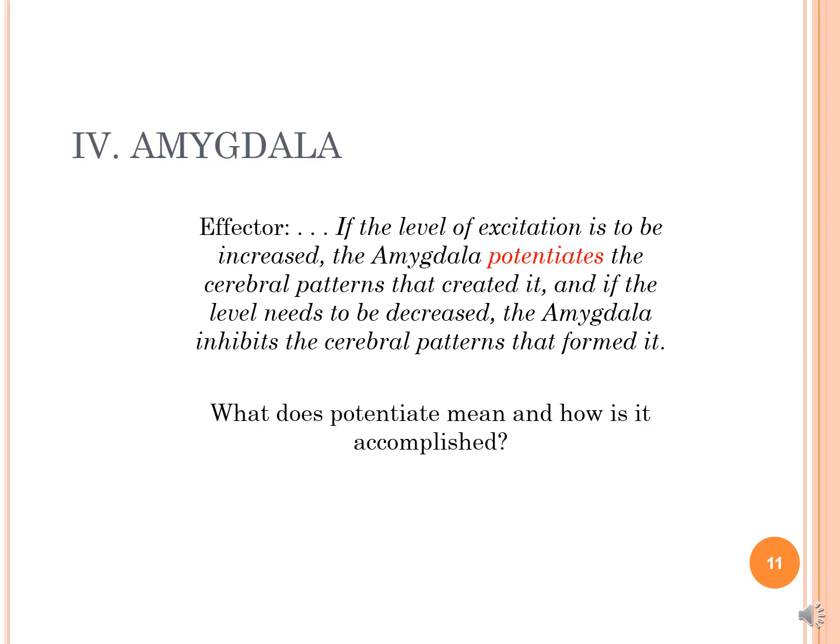The effector: what I've done is italicize these terms, since we've mentioned them a few times, for emphasis. So in this one, it's mentioned that if the level of excitation is to be increased, the amygdala potentiates the cerebral patterns that are created, and if the level needs to be decreased, the amygdala inhibits the cerebral patterns that formed it. The question is, what does potentiate mean, and how is it accomplished?